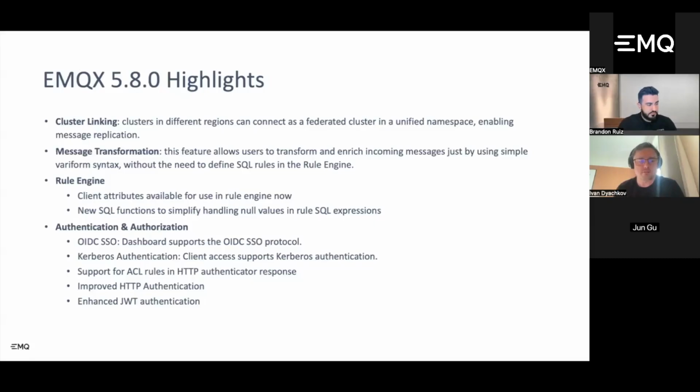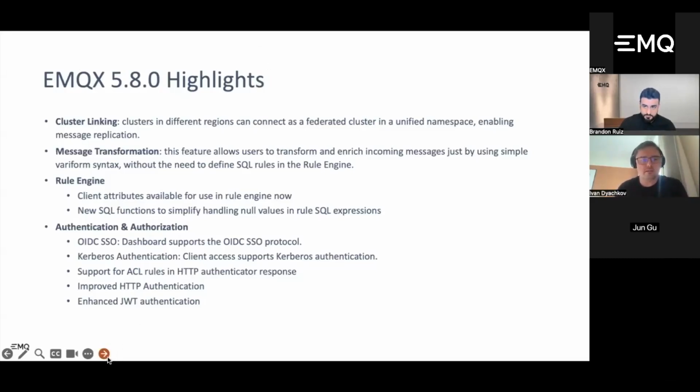For authentication and authorization, we now support the OIDC SSO protocol. Kerberos: MQTT clients can use Kerberos authentication. We support ACL rules in the HTTP authentication response. For example, if you have an HTTP service which handles your authentication, you can return ACL rules as well from that response now. We also improved HTTP authentication in general, and introduced enhanced JWT authentication.